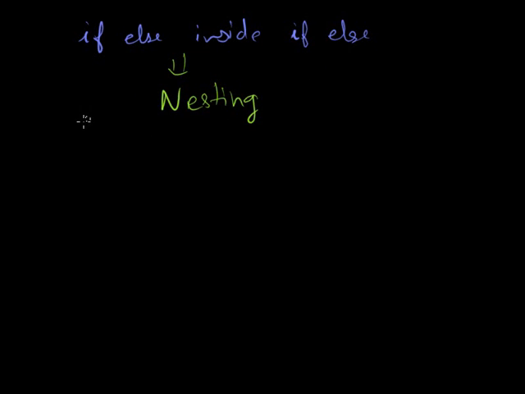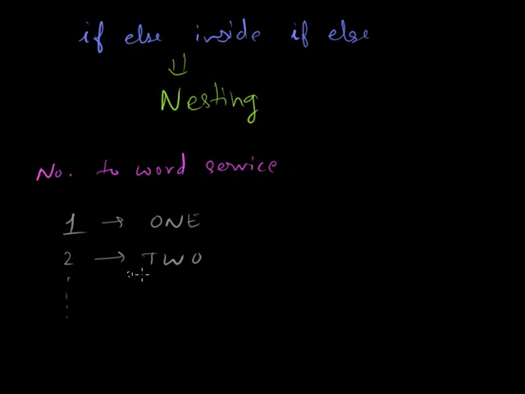Let's say we have a program that is a number to word service. Just to give you a slight example, when you input 1, it outputs ONE in words. You give it a number, it will tell the word of that number. So if you have 2, it will say TWO. For simplicity, we keep this until 5 only. So if you have a number greater than 5, it will not give you any answer. So 1 to 5 it can give.